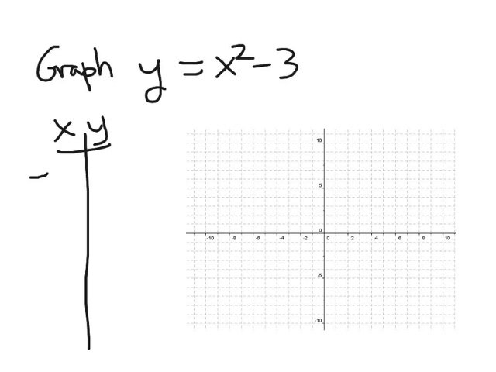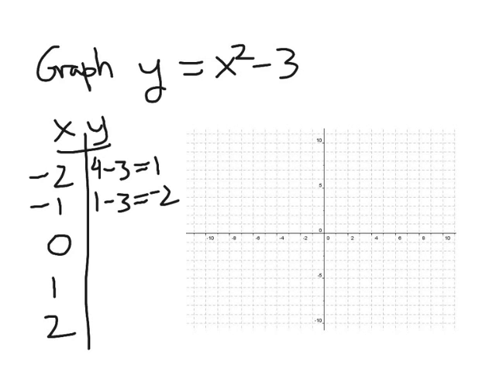My general rule of thumb is I like to plug in a couple negative numbers. I like to plug in 0. And I like to plug in a couple positive numbers. Plug in negative 2. Negative 2 squared is 4. 4 minus 3 is 1. Plug in negative 1. Negative 1 times negative 1 is 1. 1 minus 3 is negative 2. 0, I love to plug 0 in. It's always easy. I get negative 3 in this case. Plug 1 in. I get 1 minus 3. That's negative 2. And plug in 2. I get 4 minus 3. That's 1. Alright, so I draw my points here. Negative 2, 1.